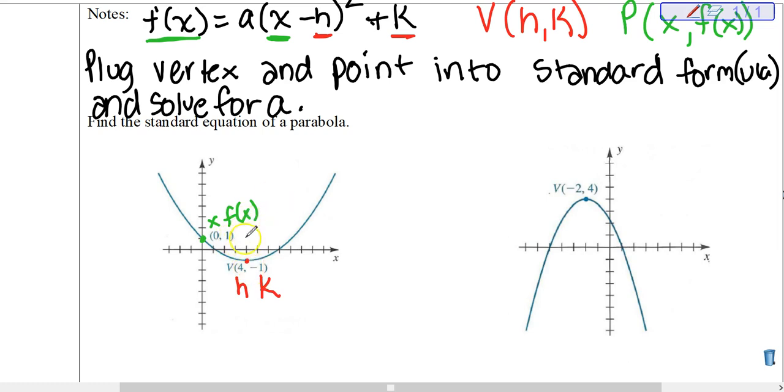Then we'll just solve it for a and figure out what our compression or stretch is. I think it's got a compression. Don't you think? That's a pretty wide parabola. So it looks like it's got a compression. It's probably going to be a fraction. Let's take a look.